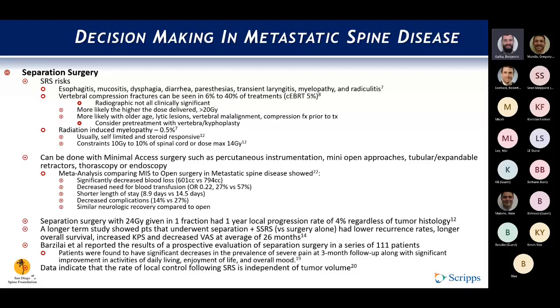And the local control rates after stereotactic radiosurgery from separation surgery is independent of tumor volume. So you don't need to take any more tumor out than what you absolutely need to give that 2 millimeters of space for your radiation oncologist.